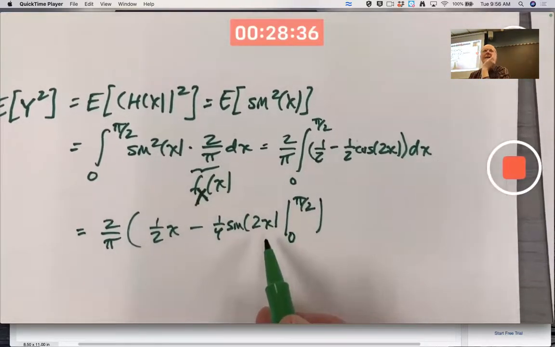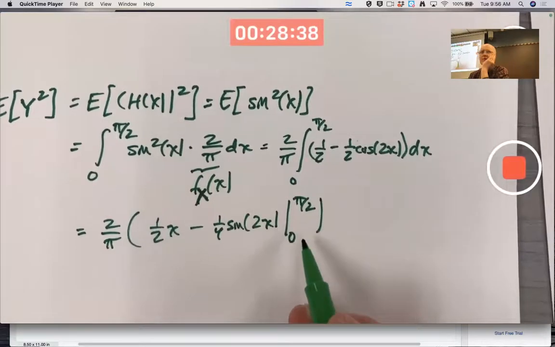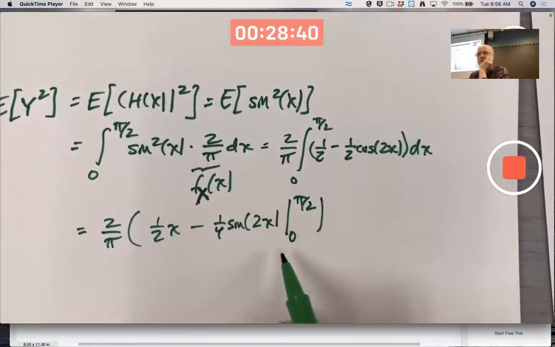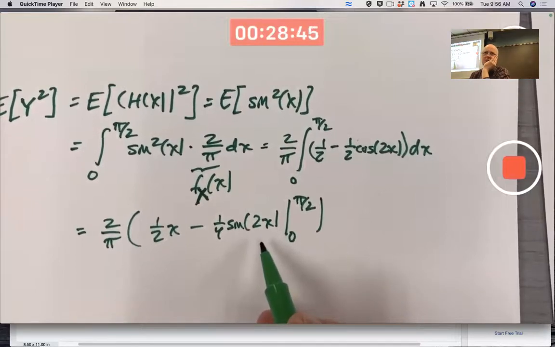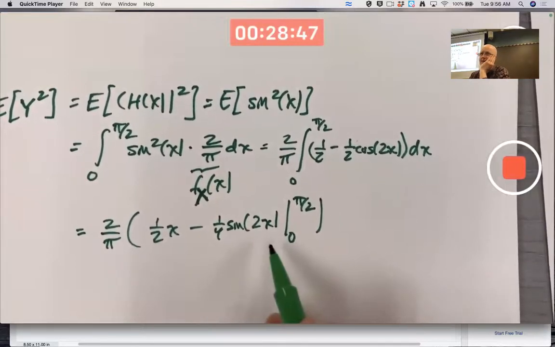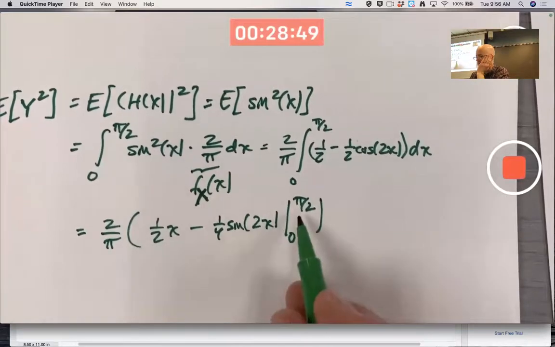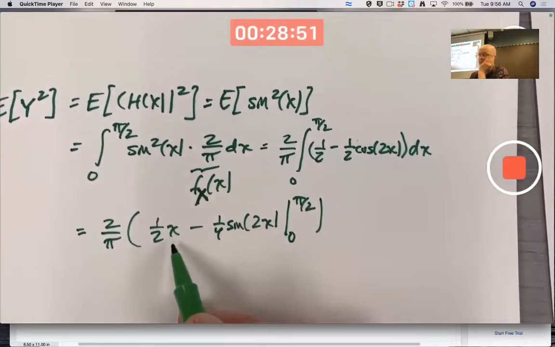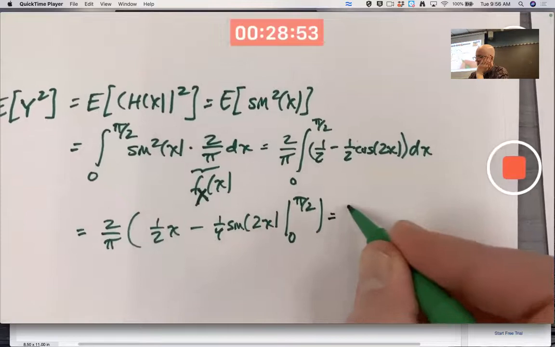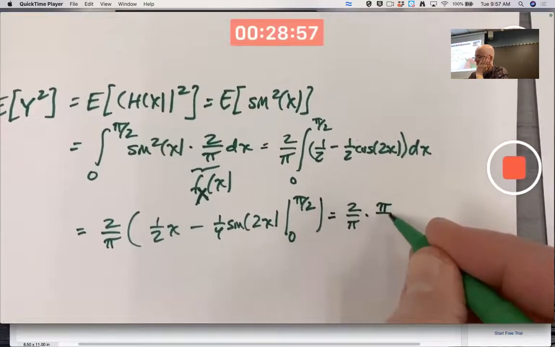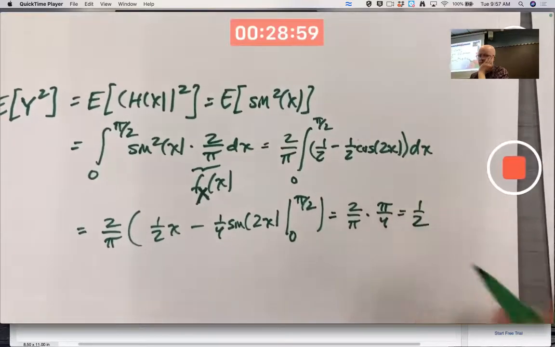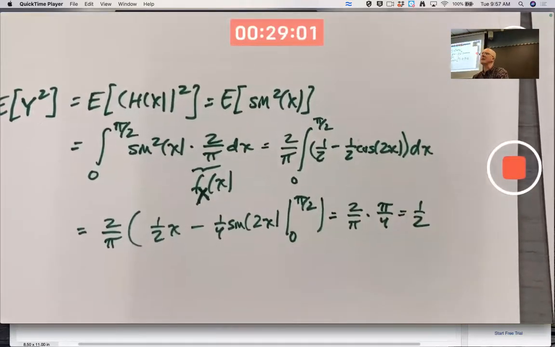Sine of 2x evaluated at both 0 and pi over 2 is 0, right? Sine of 0 is 0. 2 times pi over 2 is pi, sine of pi is 0. So the sign here really doesn't affect anything. The only way you get something non-zero is when you replace x over here with pi over 2. So you get 2 over pi times 1/2 times pi over 2, which is pi over 4. 1/2 is the second moment.